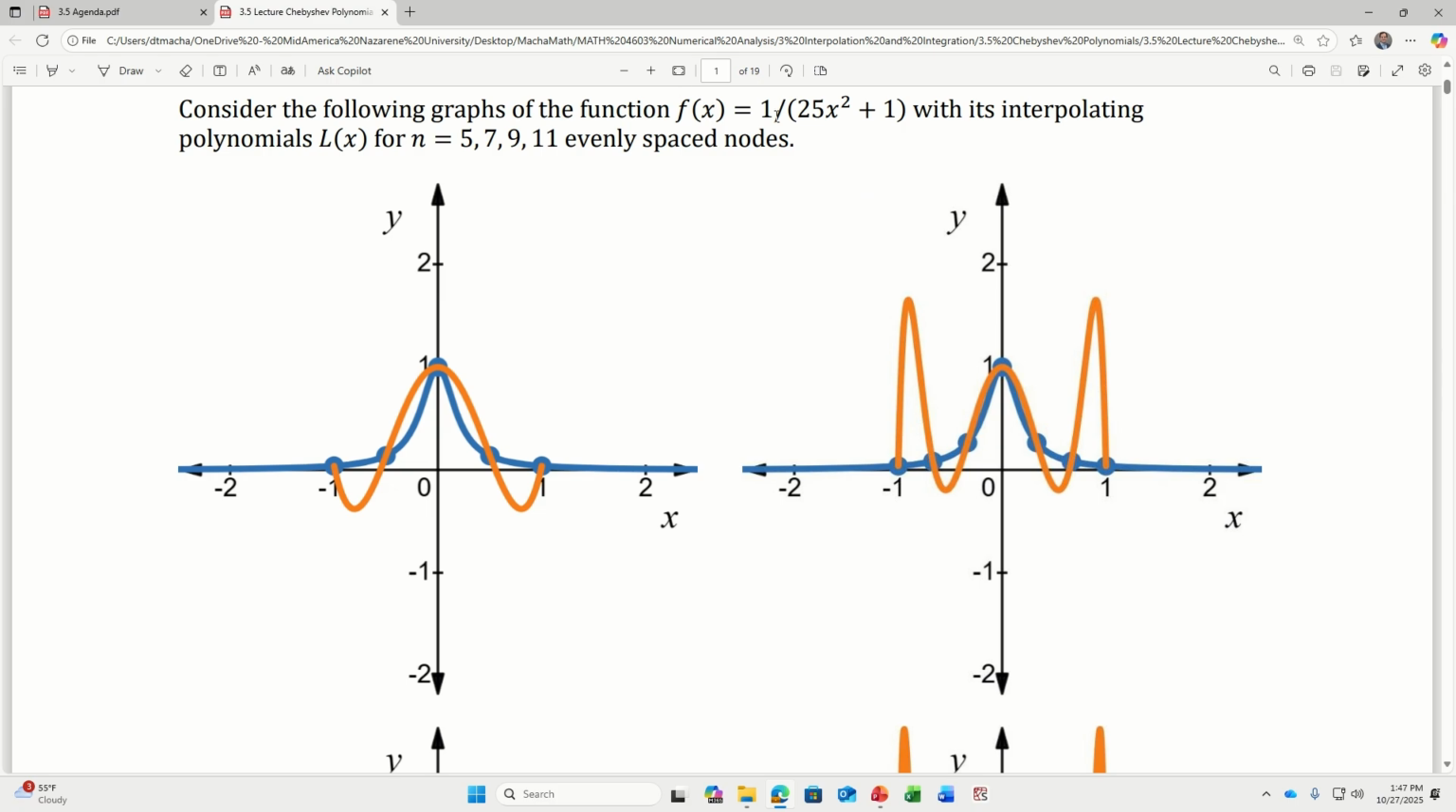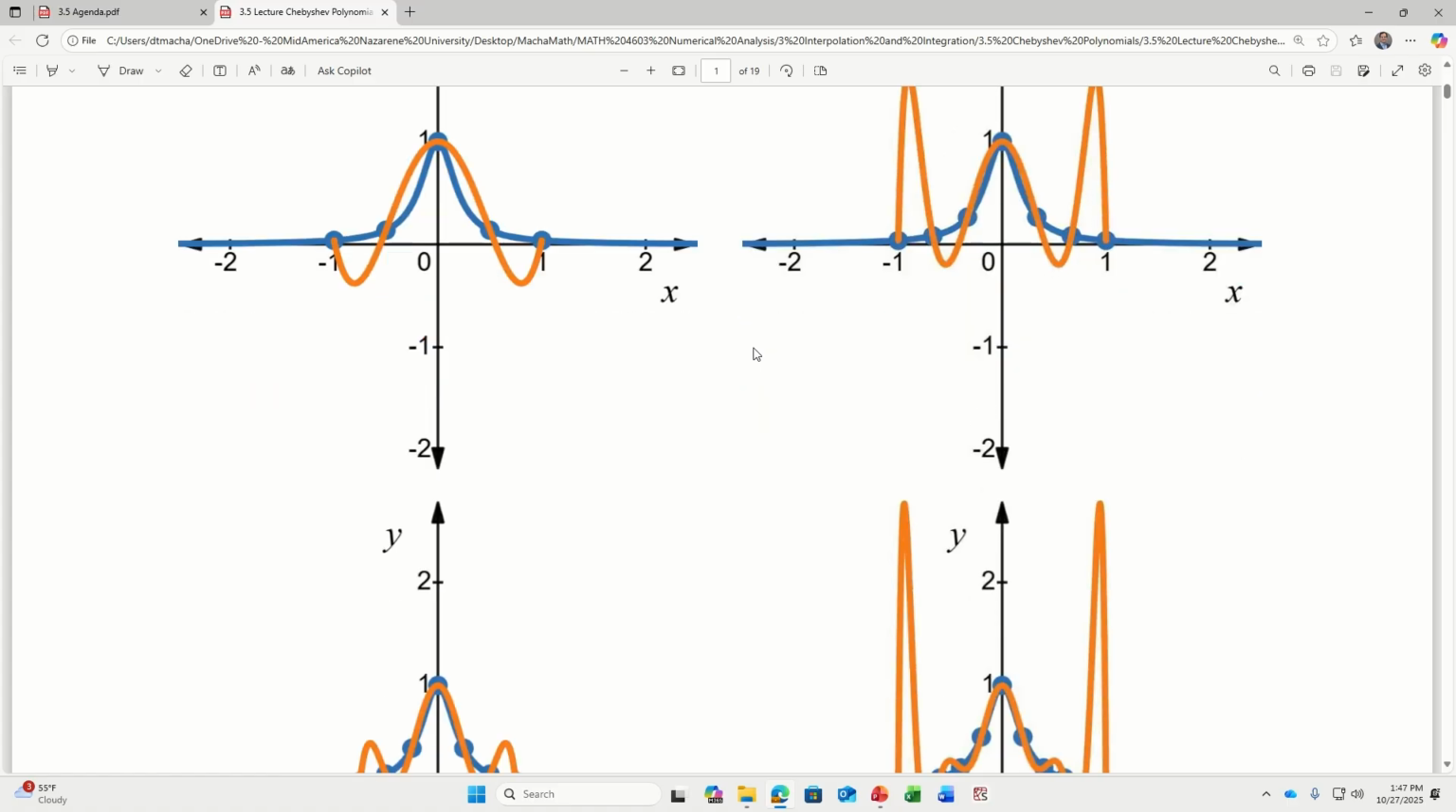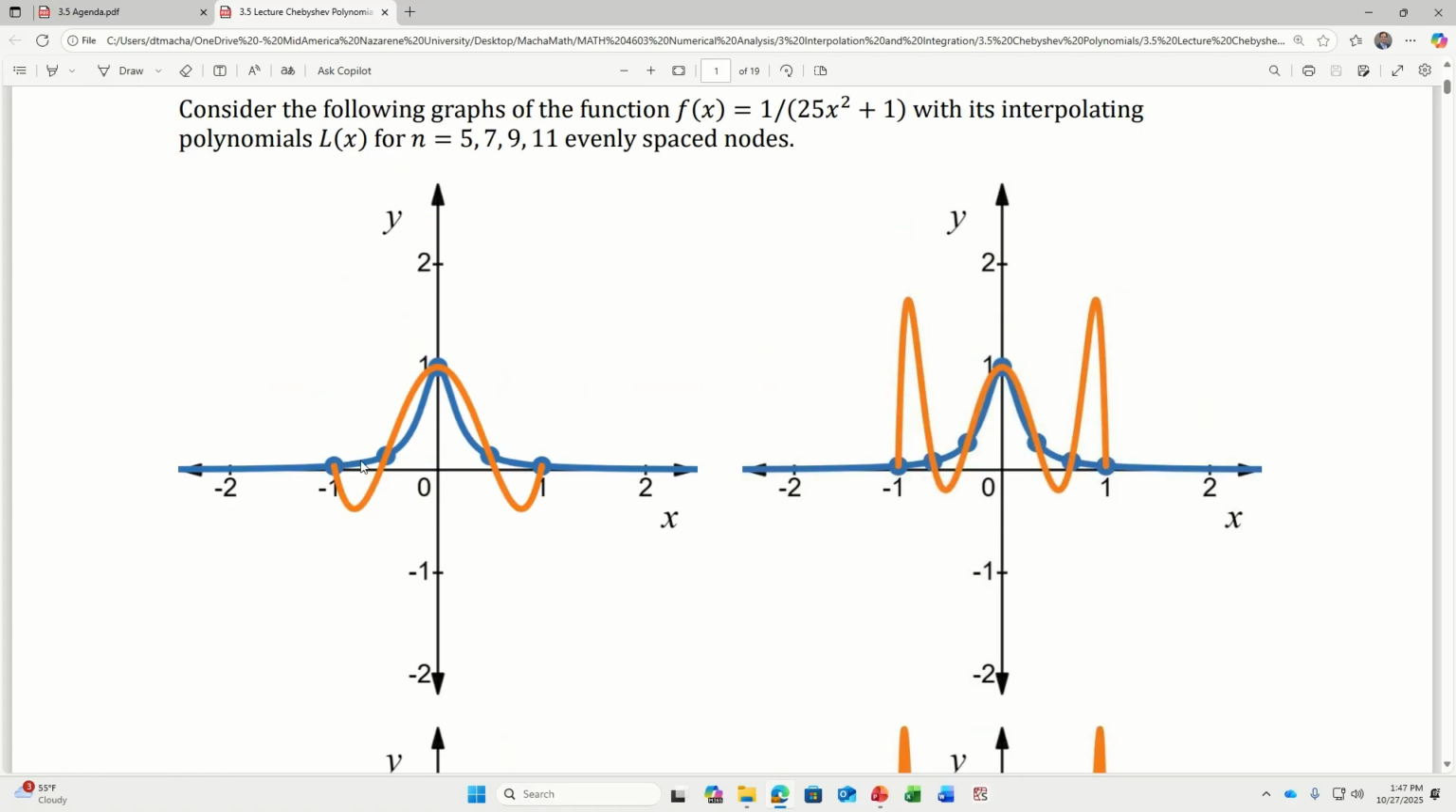The function in blue is 1 divided by 25x squared plus 1, and the orange curve is the interpolating polynomial with 5, 7, 9, 11 nodes. So with 5 nodes, it doesn't interpolate very well, right? We think, yeah, we definitely need more nodes so that this orange polynomial will approximate the blue curve better. So then we choose 7 nodes. And it's getting better around the middle, but it's actually getting worse around the edges.